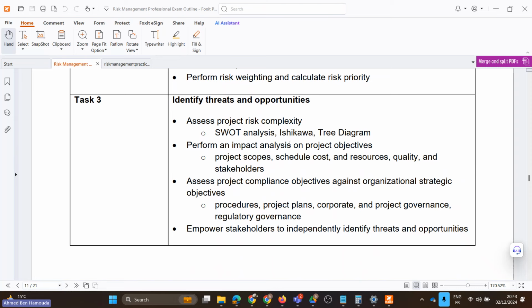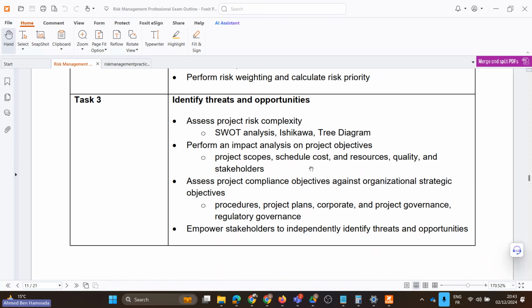Performing an impact analysis on the project objectives. I have already mentioned this, like on the project scope, cost, schedule, resources, quality, stakeholders, other attributes, and objectives from the project. It can even go beyond that, such as the potential impact on the market share, on the sales, and in the RMP exam there are a few questions about these.